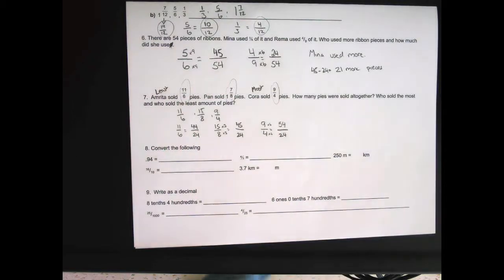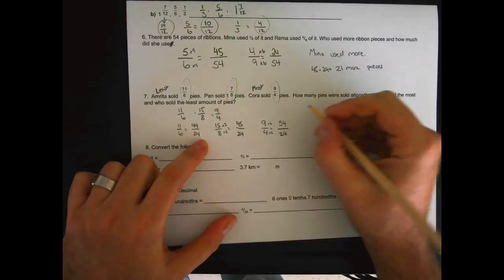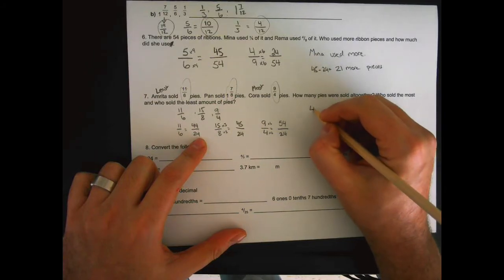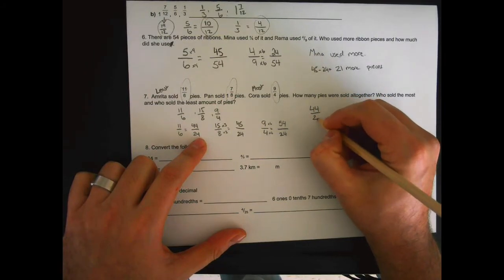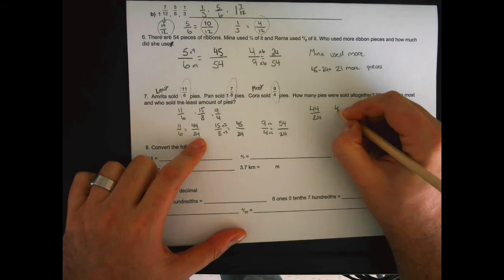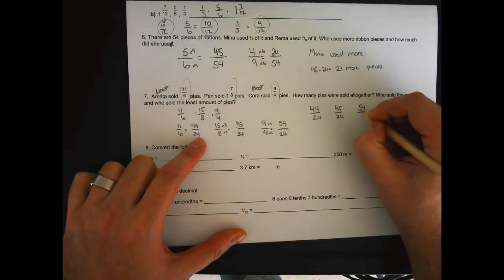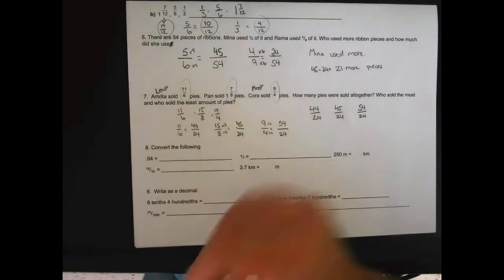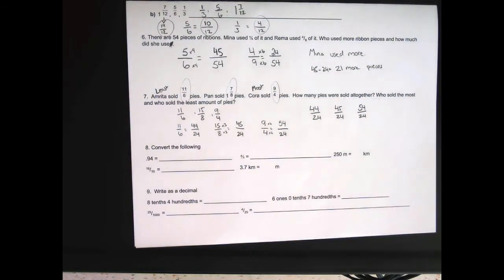how many pies were sold altogether? So now I have three answers here, and I'm going to move them over here. 44 over 24, 45 over 24, 54 over 24. That's how much they each sold. It's asking us how much they sold altogether. What do we do with these numbers?